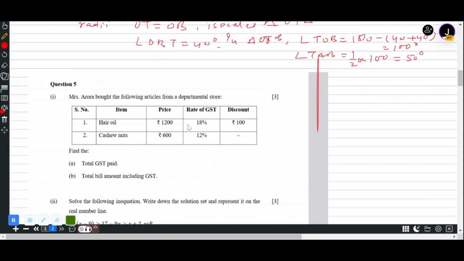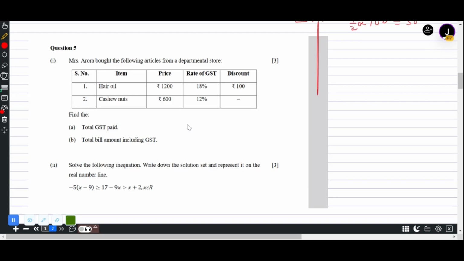Okay, so now next question. Question number 5, part 1. Mrs. Arora bought the following articles from a departmental store. There are two items she bought, hair oil and cashew nuts, and the price of these items is given. The rate of GST is given, and discount is given.